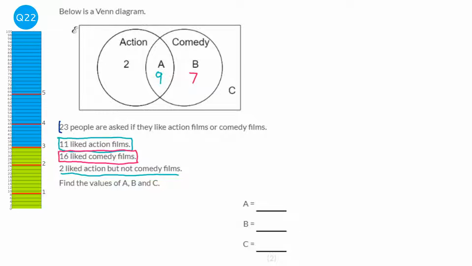It says there's 23 people altogether, so what we're going to do is take away the people who liked action, the people who liked both, and the people who liked comedy. Take all those away from 23, and we're left with 5. So the answers are going to be 9, 7, and 5.